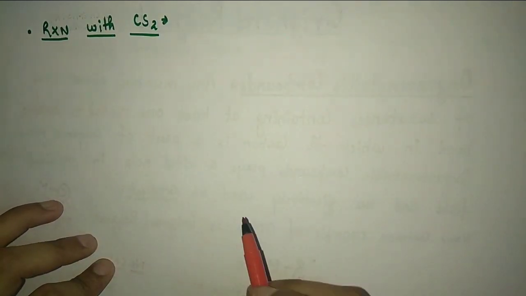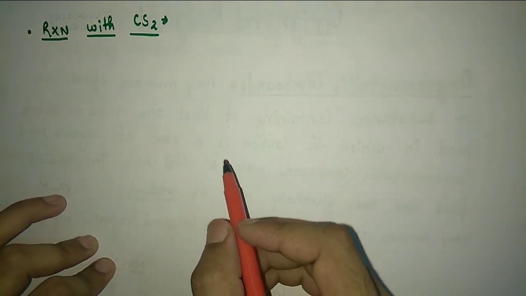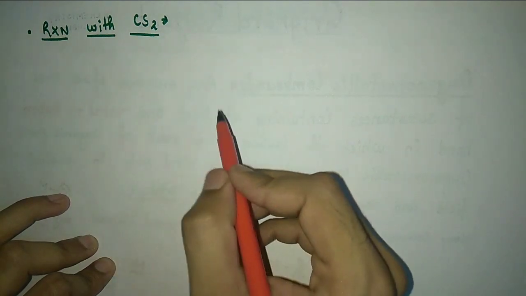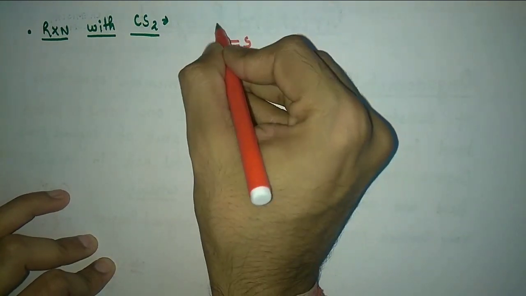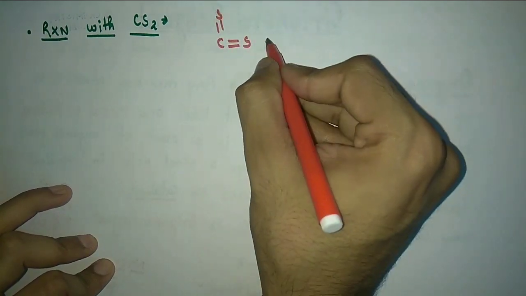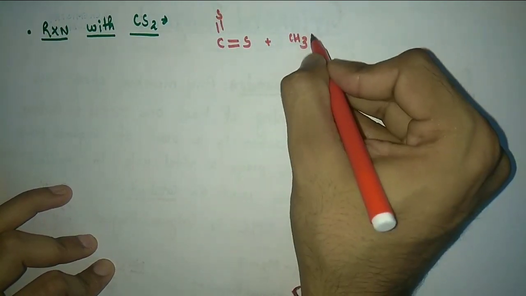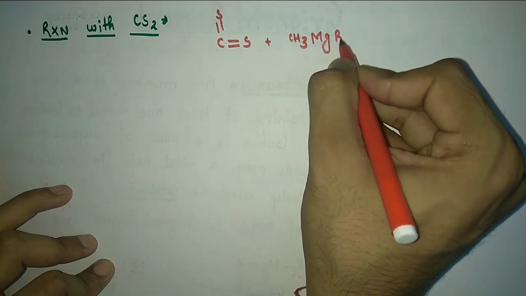Now the next is reaction with carbon disulfide. It is exactly the same as CO2. So what happens? This is our carbon disulfide. It reacts with Grignard reagent, CH3MgBr.